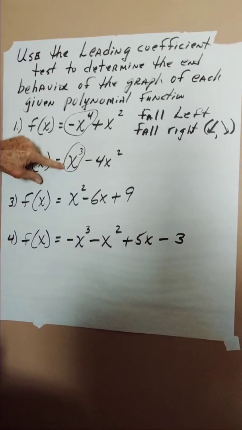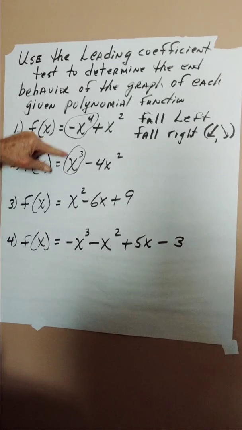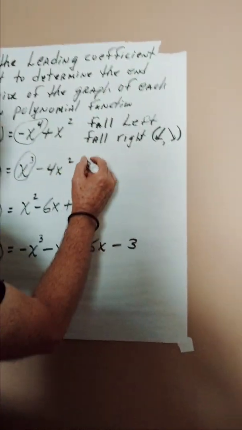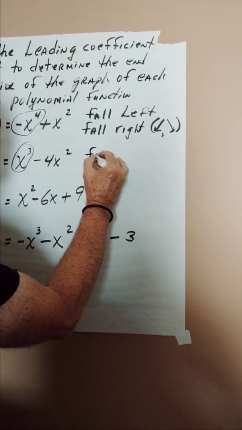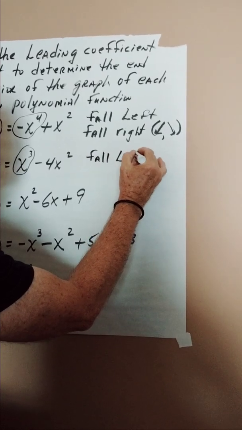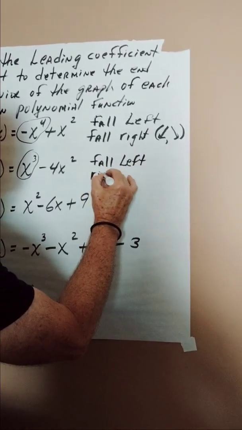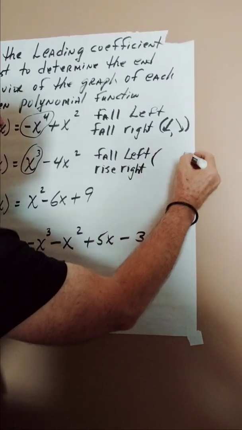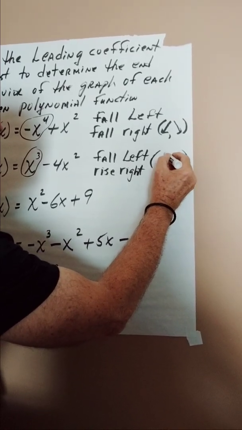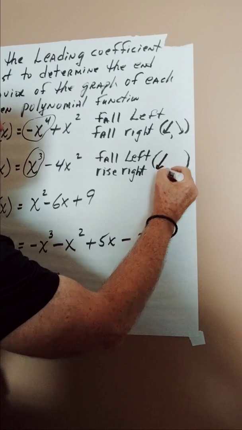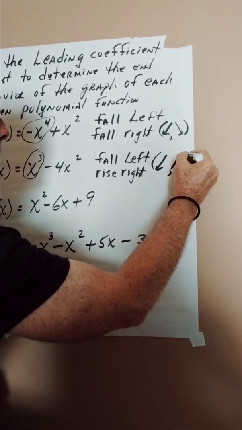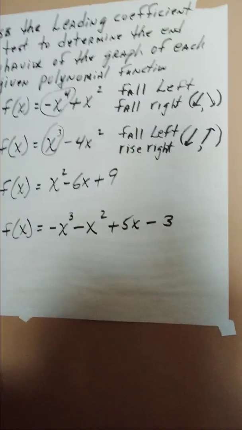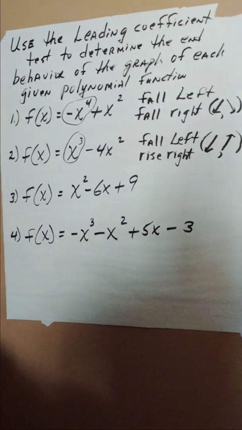Look at the coefficient. The coefficient is a positive 1. The coefficient is positive with an odd degree. It will fall to the left, and it will rise to the right. That's all that you will be doing. You're not going to be seeing the graph.